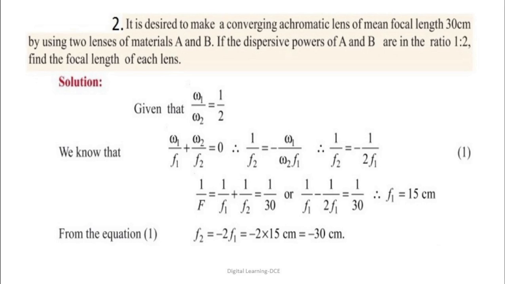Therefore, f1 is equal to 15 cm. From the equation 1, f2 is equal to minus 2 f1, which is equal to minus 2 into 15 cm, which is equal to minus 30 cm.